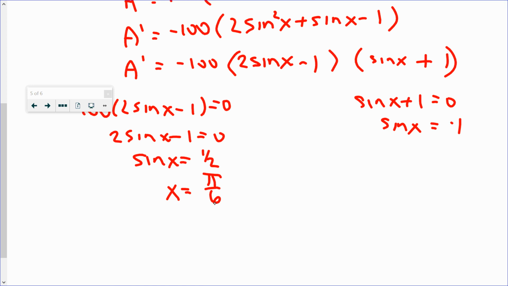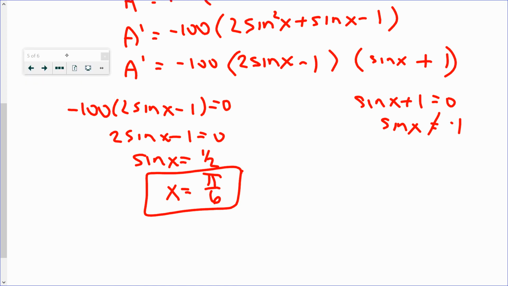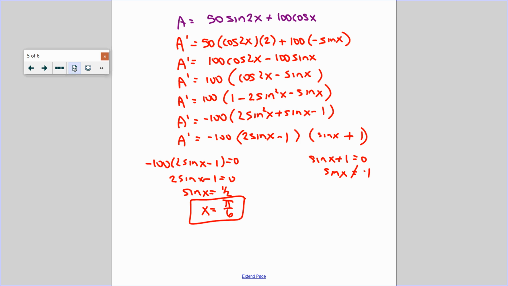Here, sine is -1 at 270, and that's too big to be in the triangle. So this is not a possible critical value for this question. So it looks like my critical value is pi over 6. We just need to verify that that is actually going to give us a maximum. So I'm going to go to my second derivative test.